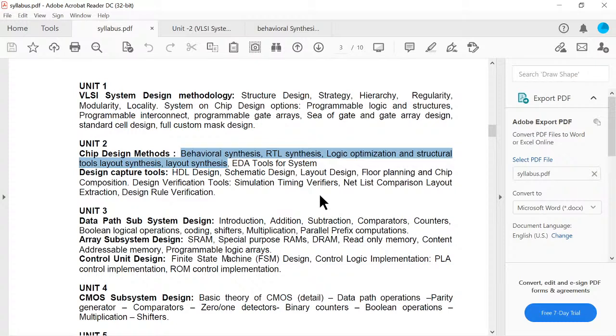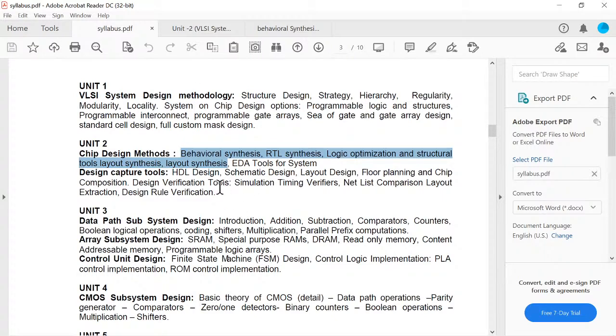Okay, good morning, students. Today we will discuss our second unit, that is chip design method. The second unit is basically divided into two parts. First is chip design method, and the second one is the design capture tool. So first we will discuss some chip design methods. Then later on we will move towards the design capture tool.